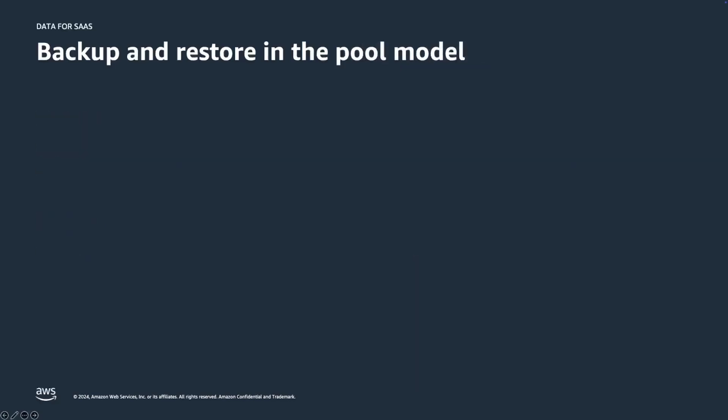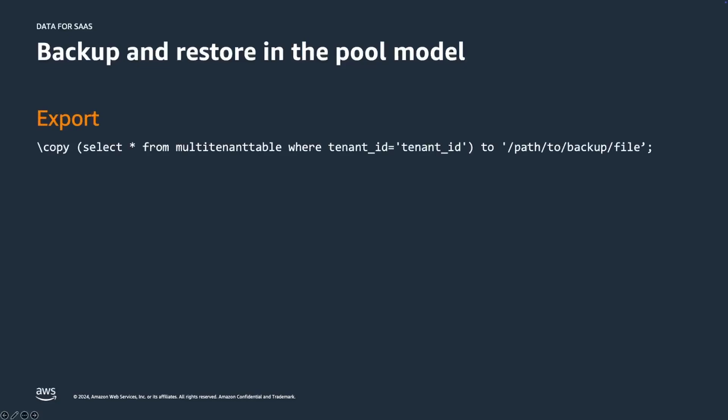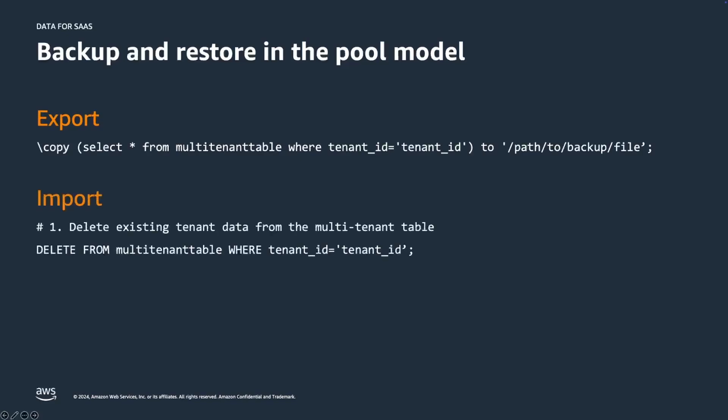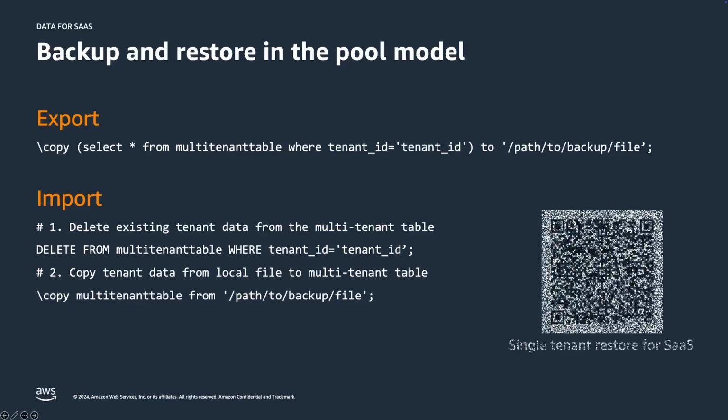But when we look at the pool model, we need to get more granular. One approach is to export the tenant's data to a local file. We're using a where clause to restrict to the tenant in question, and we can then store our backup on cheap persistent storage. When we import back to the original database, we may have to delete any tenant data that's existing already. Then we can copy the restored data back to the live data set.